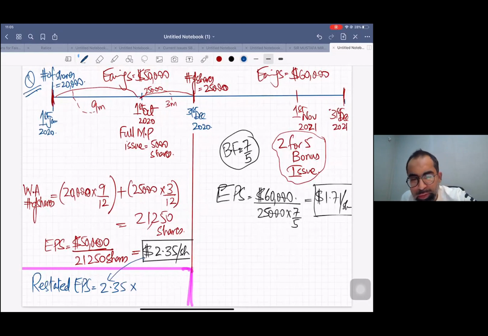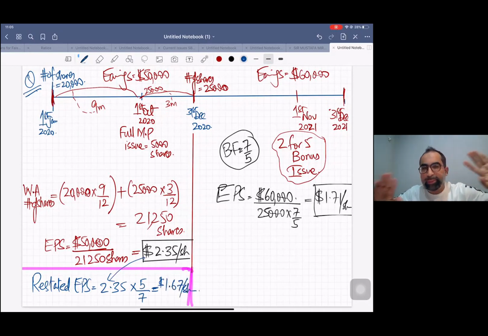The bonus fraction in this question is 7/5, so the reciprocal will be 5/7. So it is 1.67 per share. That's the end of the story. In the second year, in 2021, you will report 1.71 EPS, and with this 1.71, you will report the comparative EPS of last year of 1.67 per share.